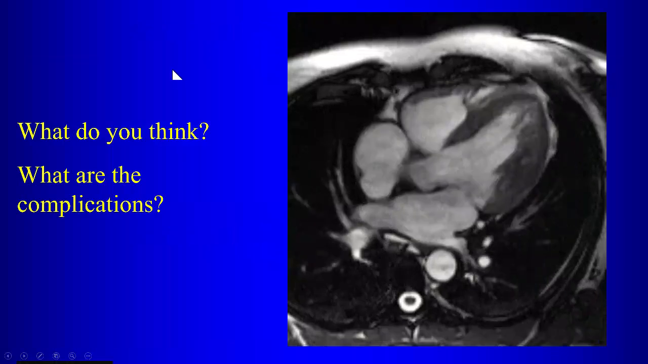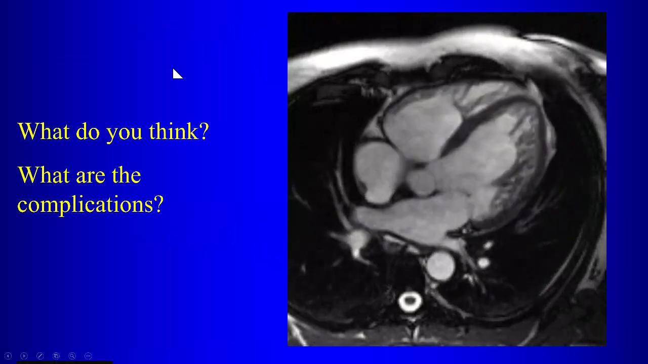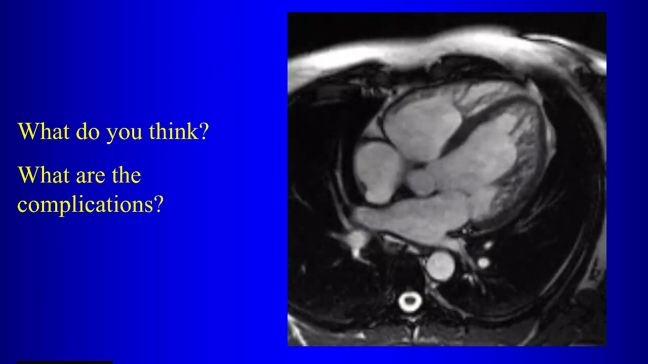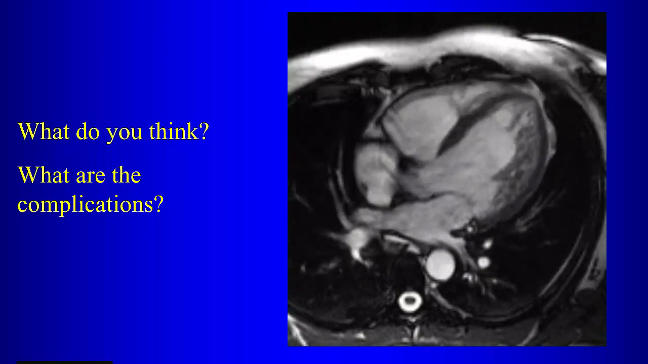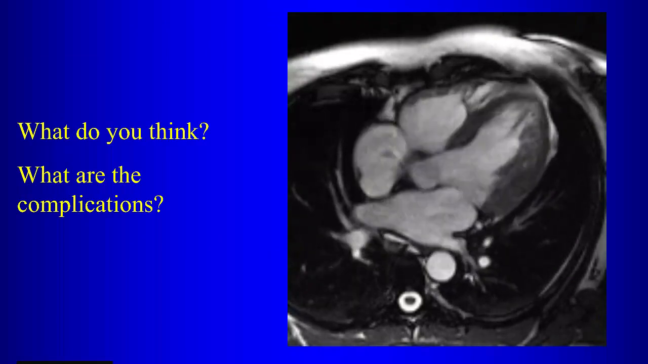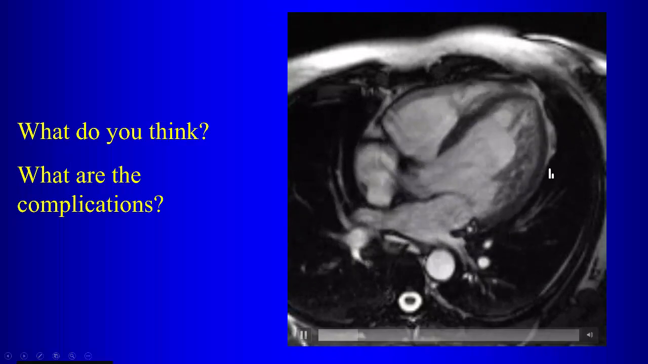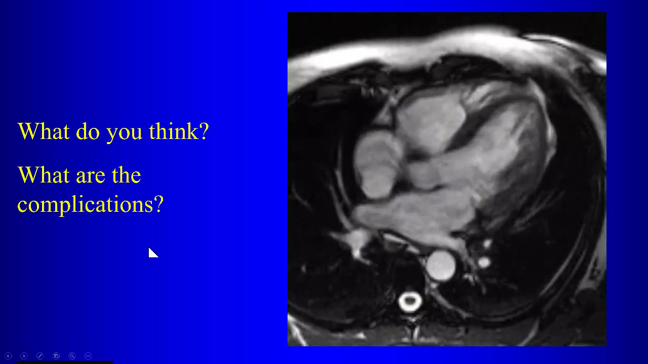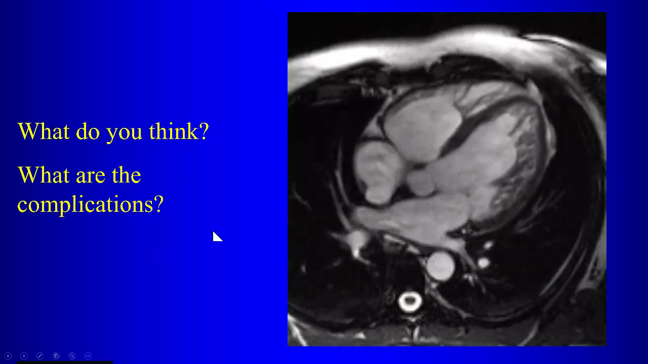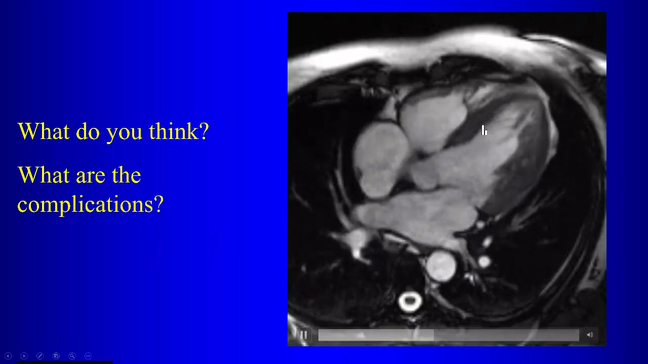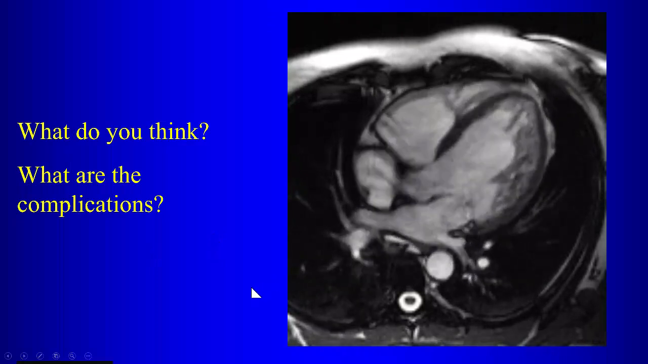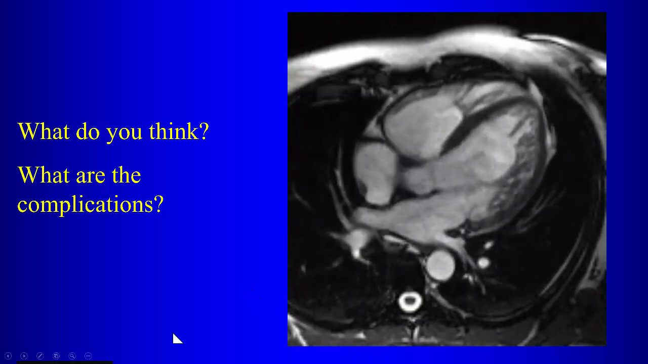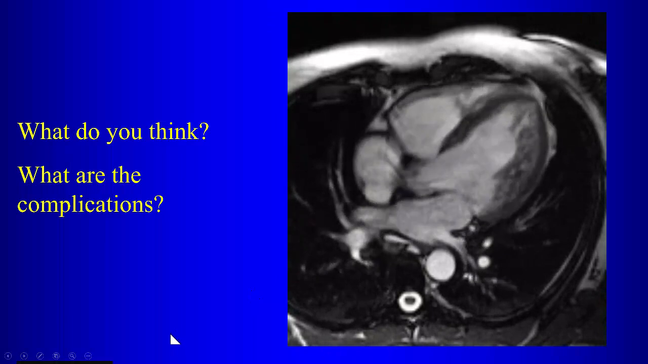Right? What's wrong here? Yeah, it's hypertrabeculated, right? So what do we call this? Non-compaction. Non-compaction of the left ventricle. What are complications of this? Thrombus formation, or you can get thrombi in there and emboli. What else? So it can be a cause of cardiomyopathy and arrhythmia, right? So those are complications of this.